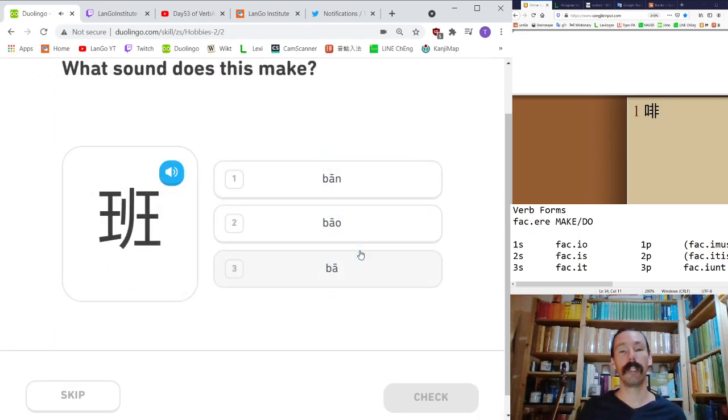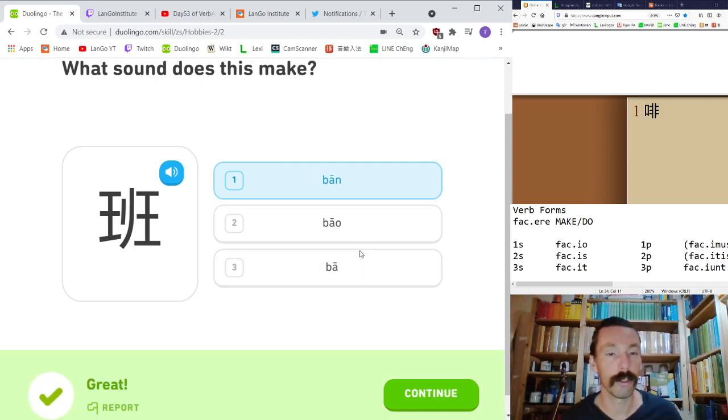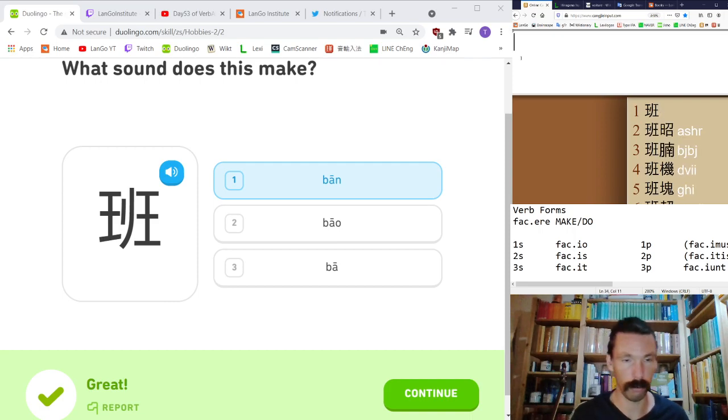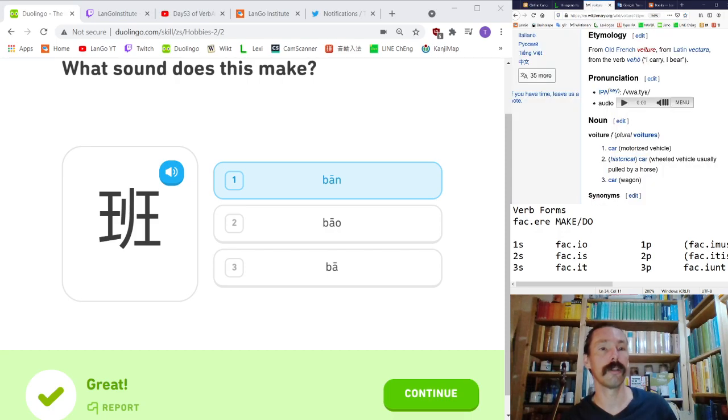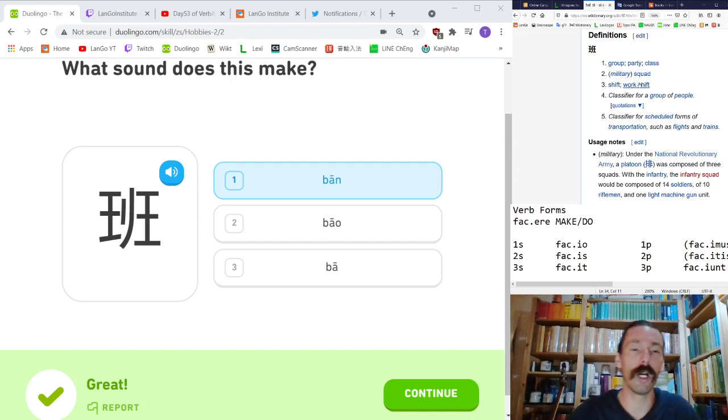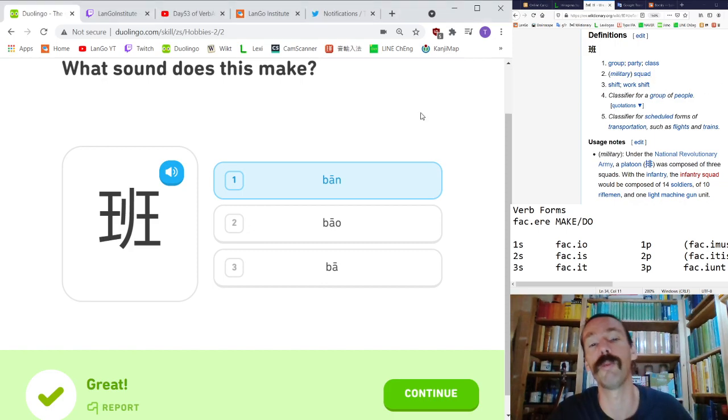班. I don't have a good meaning handy for this. Let's see. So, to input it, M for the top stroke, G for the earth, LL maybe? LLG? No, maybe I after this, for the dot and then an L. There it is. ILG for the right component. Ban. It's got a good all-purpose meaning. Rough and ready translation. Group, party, squad is a good one. Shift. Squad or shift, a group of people.